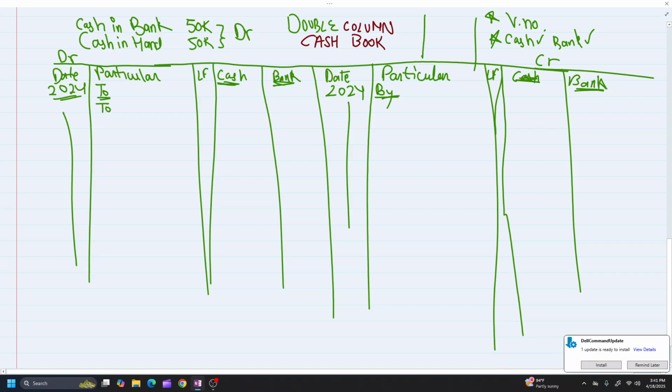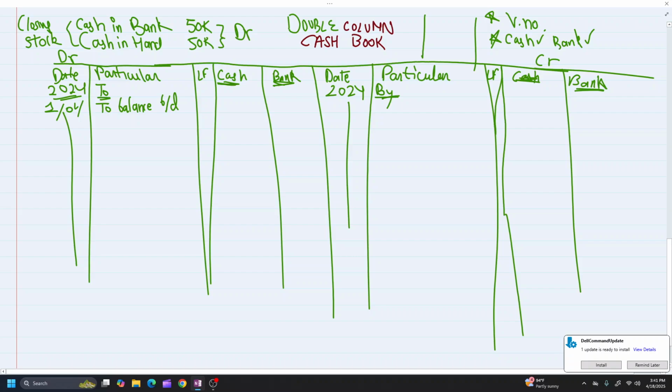So now, "to balance brought down". Now, many of you will ask why I wrote "to balance brought down". The answer is simple. This is the balance you are already having, right? This might be the closing stock from the last year. I'm already having it. I just need to write the balances over here.